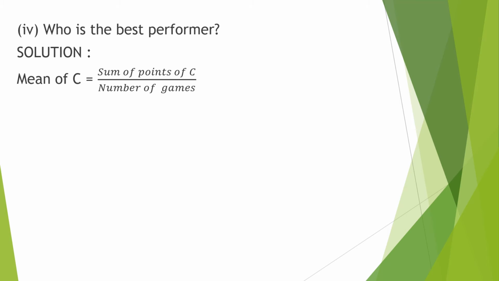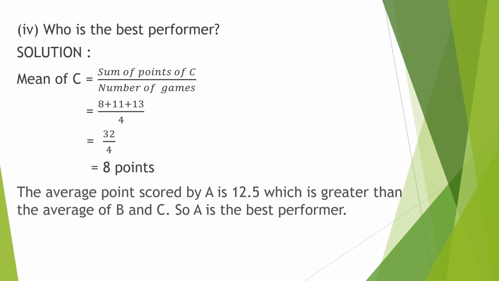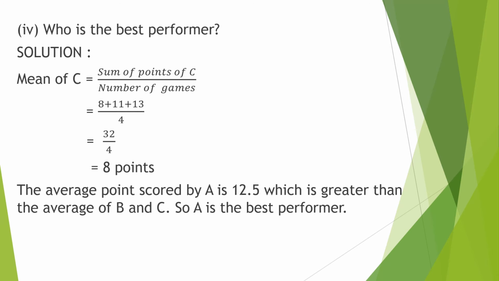So mean of C equals the sum of points of C upon the total number of games. That we are getting as 8 plus 11 plus 13 upon 4, which is equal to 32 upon 4 equal to 8 points. So the average points scored by A is 12.5, which is greater than the average of B and C. So A is the best performer.